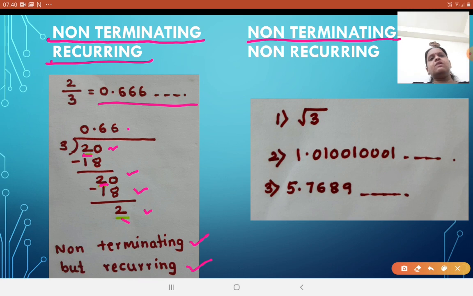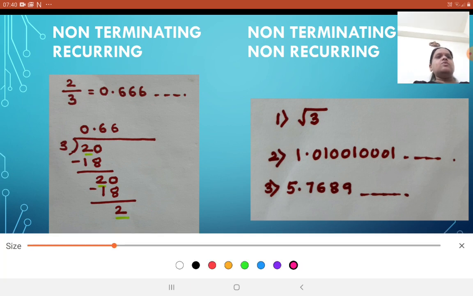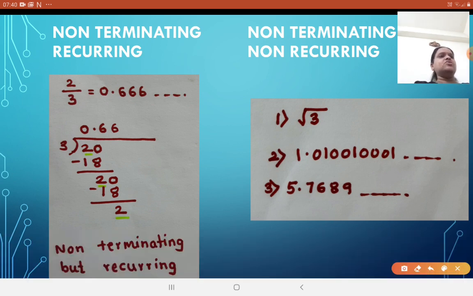Here it is repeating with what? 0.66. It may come as 0.235, and again the group 235, 235, in this way. So that means the 235 group is repeating. In that case also it is called recurring only. Is it clear? Now let's see the next part, that is non-terminating, non-recurring.